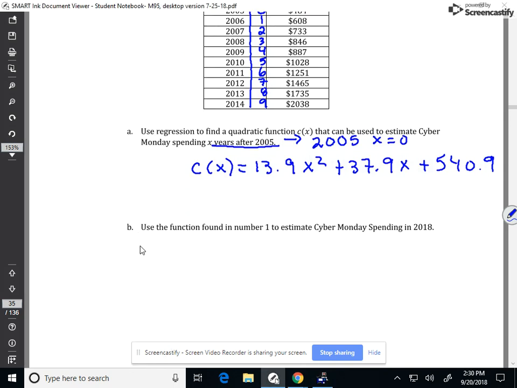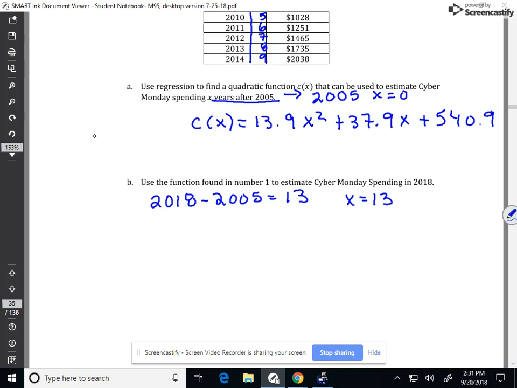If we look at part B, it says use the function found in number 1 to estimate the Cyber Monday spending in 2018. That would be this coming Cyber Monday, which is the Monday after Thanksgiving. So we're going to use this function to predict the amount of money spent. First of all, we need to identify what value we're going to plug in for x. Remember, x equaling 0 was for the year 2005. So I'm going to take 2018 minus 2005, which gives me 13 years that have passed. So I'm going to say x equals 13.